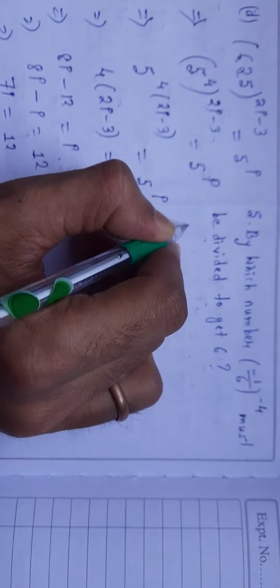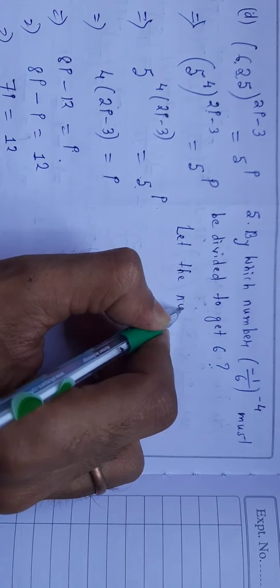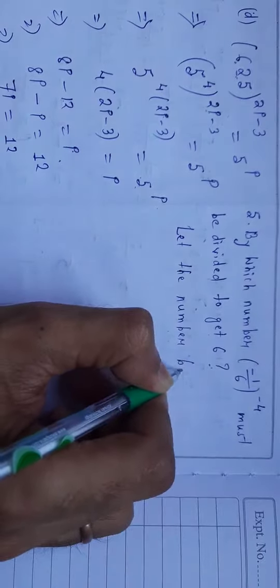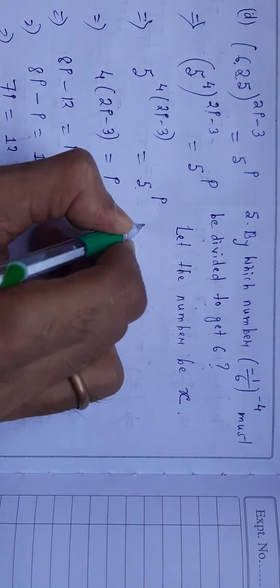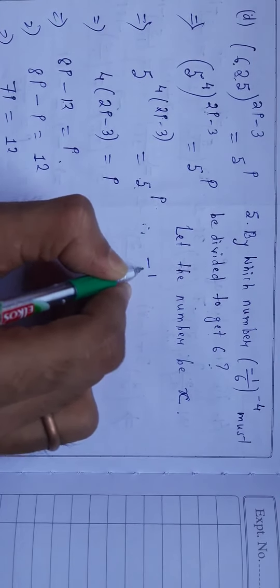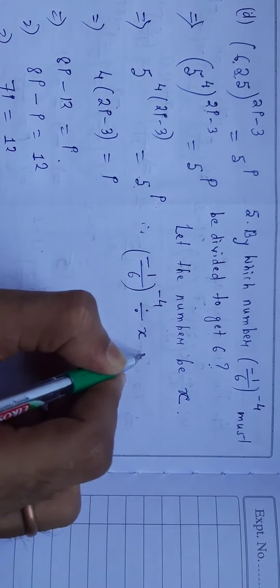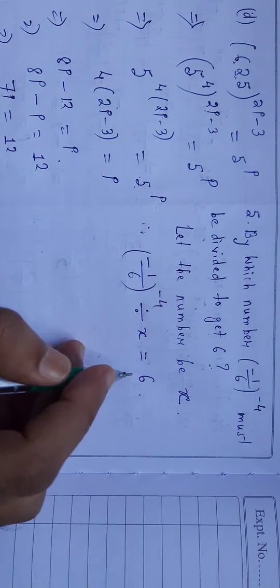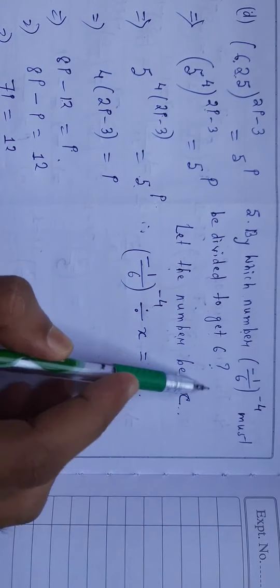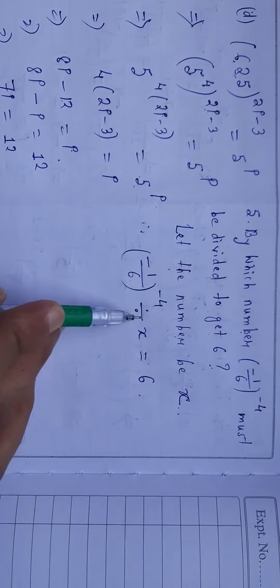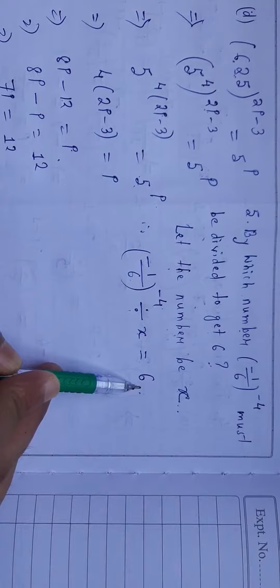So let the number be x. Therefore, minus 1 by 6 to the power minus 4 divided by x equal to 6. Since it is said by which number, we have assumed that number to be x. So minus 1 by 6 to the power minus 4 divided by x to get 6, that equals 6.